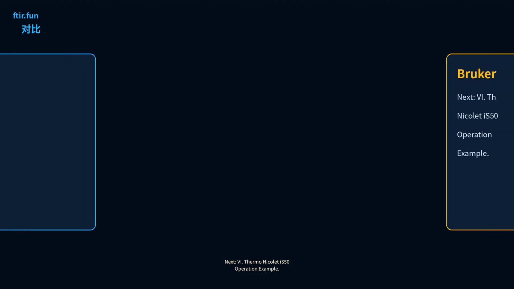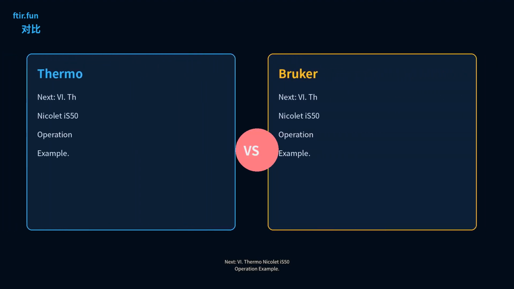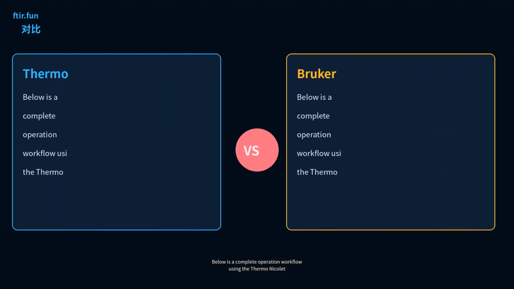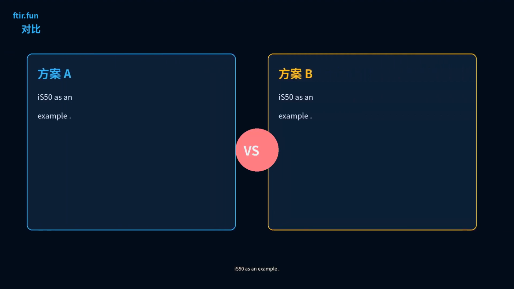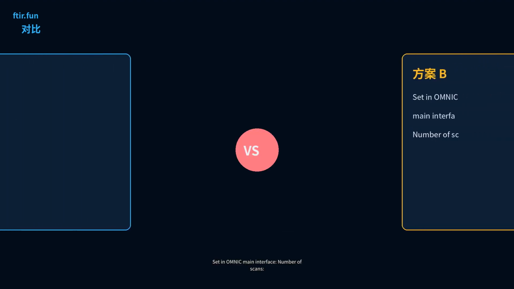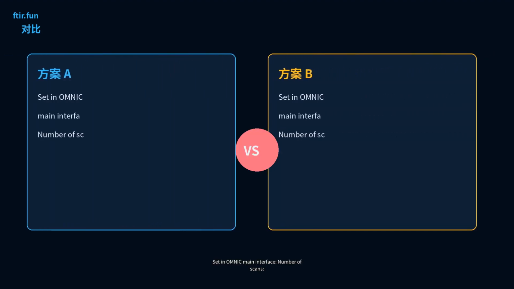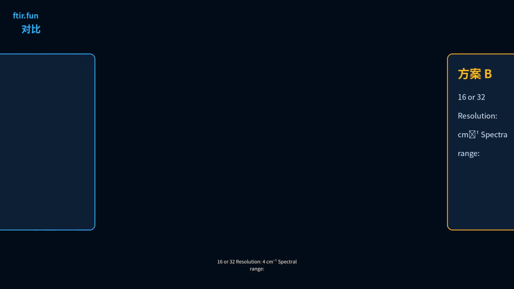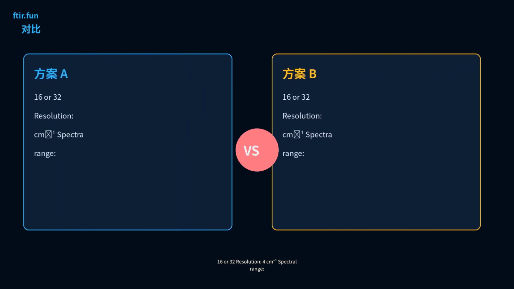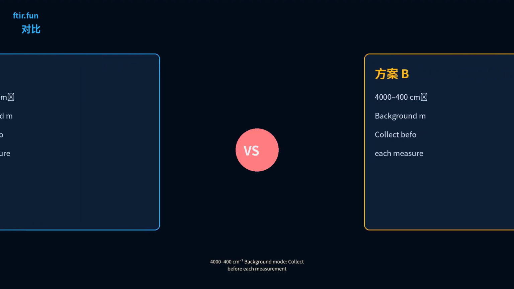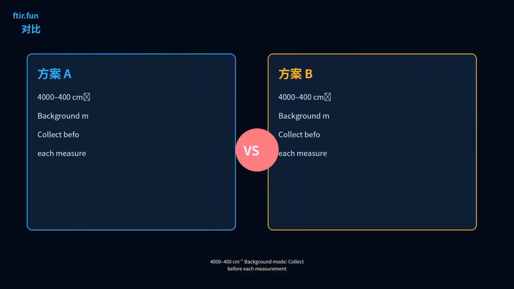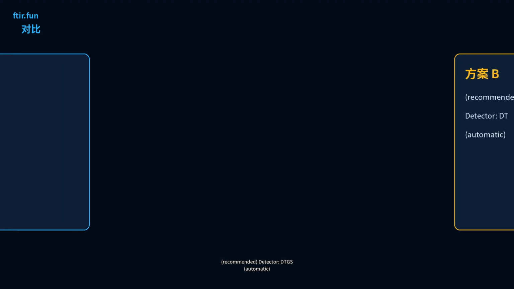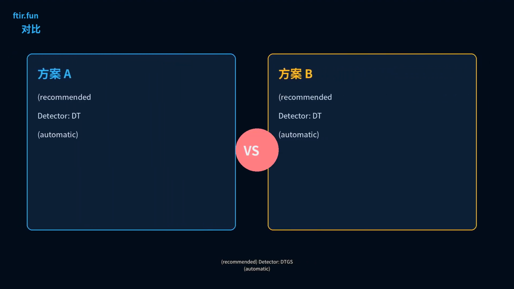Next, VI. Thermo Nicolet iS50 operation example. Below is a complete operation using the Thermo Nicolet iS50 as an example. Set in the OMNIC main interface: number of scans 16 or 32, resolution 4 cm⁻¹, spectral range 4,000 to 400 cm⁻¹, background mode: collect before each measurement. Recommended detector: DTGS, automatic.